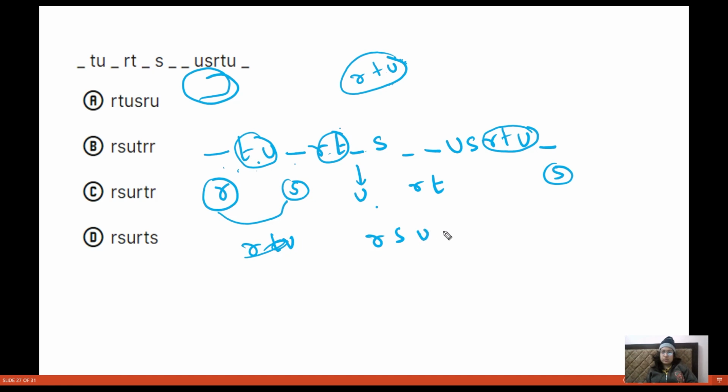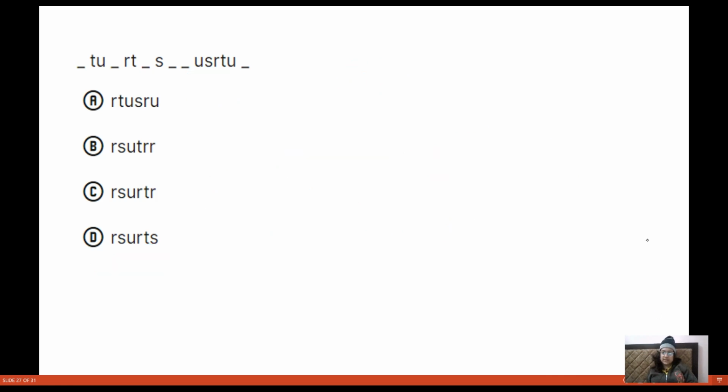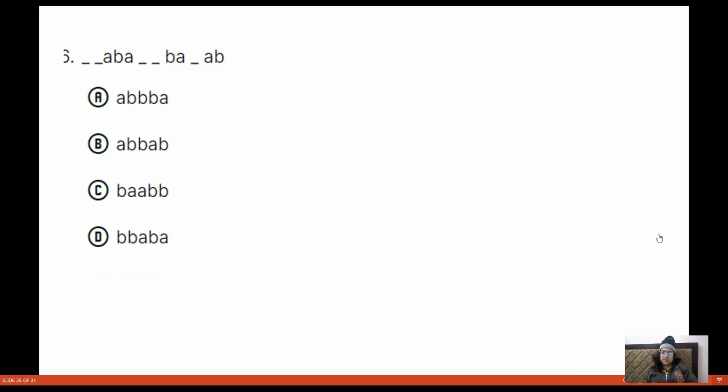So what is this sequence coming? R S U R T S. We get this. Okay, so I hope now this is clear to everybody. Now let's move on to the next question. These questions come in exam. That is why I am making you practice all these questions.